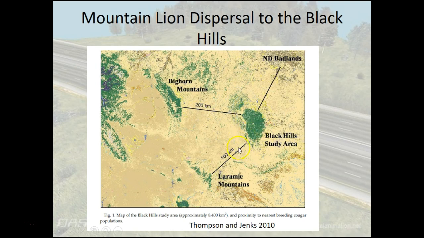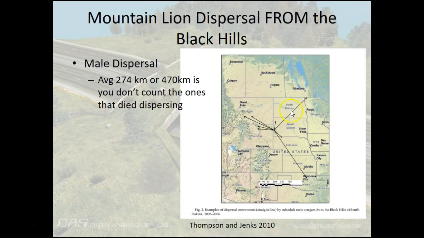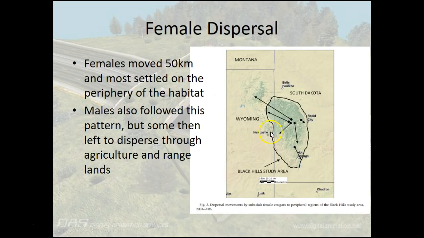And then after this area grew, the population density grew, animals began to disperse up here to the North Dakota Badlands. And so they've done a lot of studies out of this Black Hills population of mountain lions on how far they're dispersing, and you can see some of these animals are going quite a long ways. And the male dispersals, Oklahoma City and all the way up here to Canada, went pretty far, an average of 274 kilometers if you don't count the ones that died along the way. But the females didn't go nearly as far.